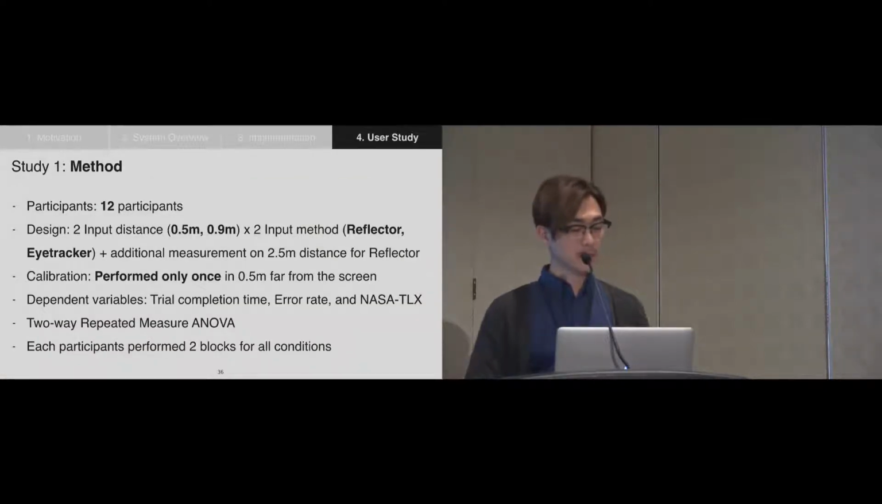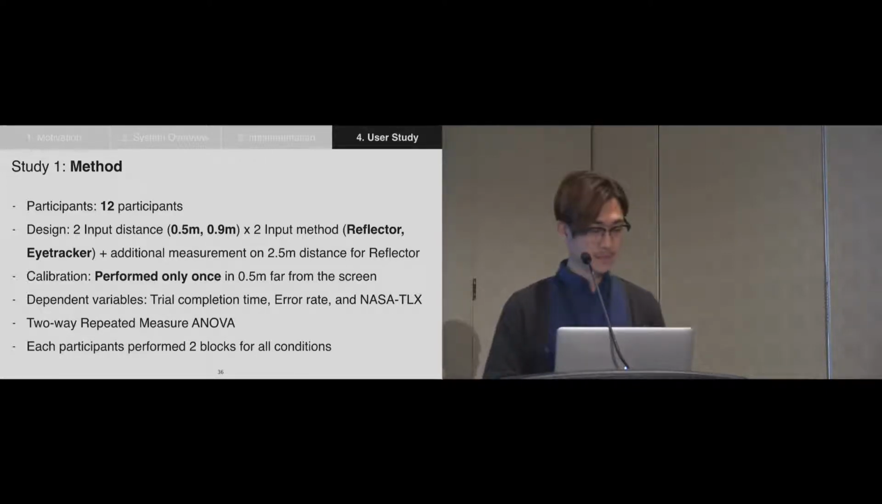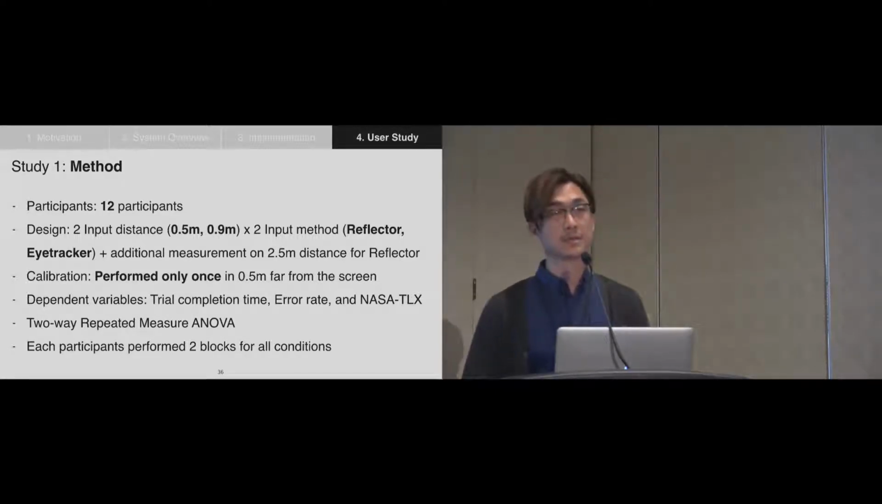For this experiment, 12 participants were recruited from a local university. We followed a within-subject design, with 2 input distances, 2 input methods, and 1 additional measurement at a further distance for Reflector. All the conditions for each participant were counterbalanced. We set the eye tracker as a baseline input method because the system is available on the market with standardized performance.